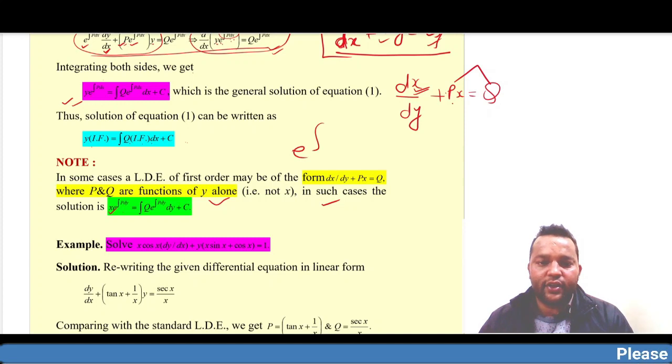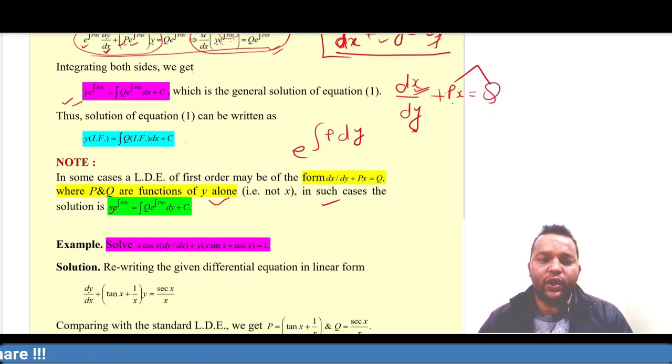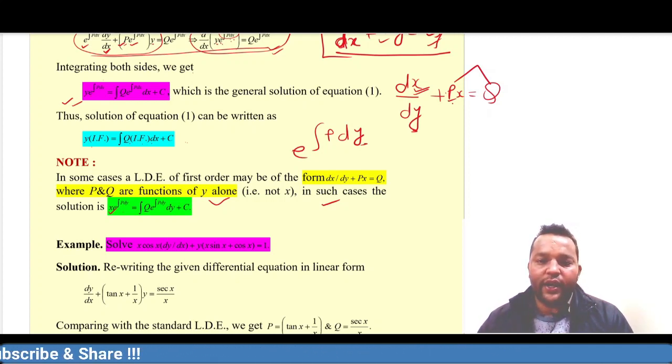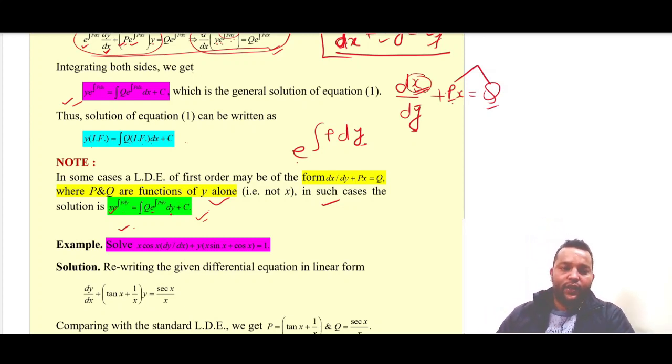Integrating factor is taken as e raised to the power integration of p. The independent variable is y. So we have to integrate this function p with respect to y, equal to integration of right hand side function q into integrating factor, again integration with respect to y plus c. So by this equation we write the solution when a linear differential equation is given in variable x.